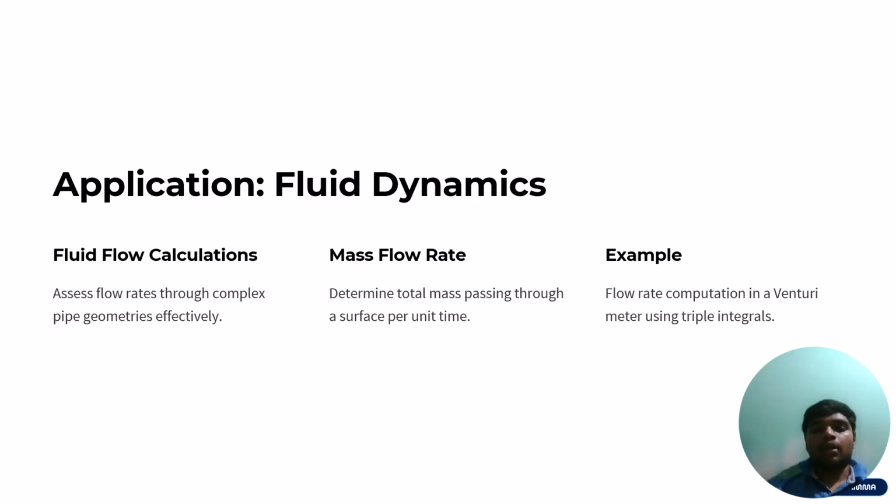Mass and weight calculation. When dealing with materials of various density, triple integrals can be used to calculate the total mass of a solid body. The density function can be integrated over the volume of the object. For example, for a concrete structure with varying density, the mass can be calculated using the triple integration. Center of mass. The center of mass of a three-dimensional object can be determined using triple integrals. The coordinates of the center of mass can be calculated.